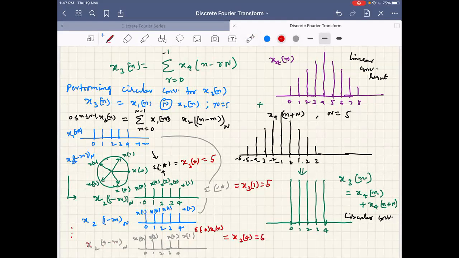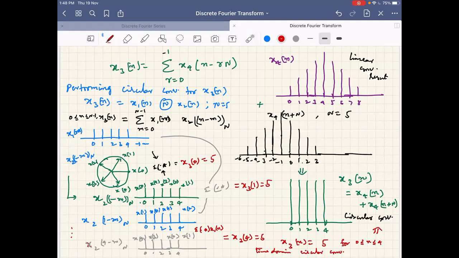Thus, you can see that x3 of n is equal to 5 for 0 less than or equal to n less than or equal to 4, which is exactly equal to the circular convolution result. Through circular convolution in the time domain, the result is equal to whatever I have obtained from linear convolution.